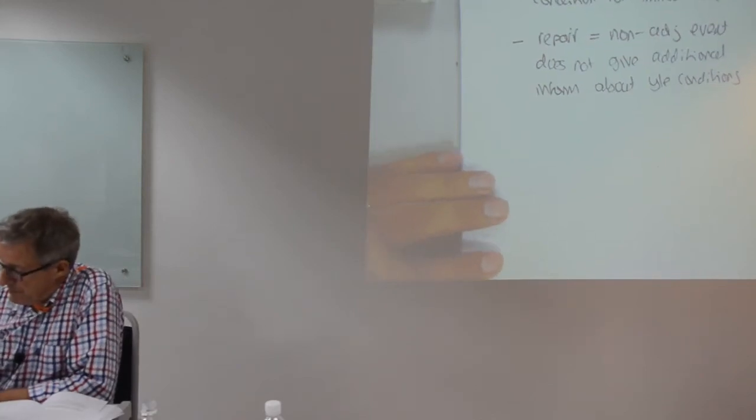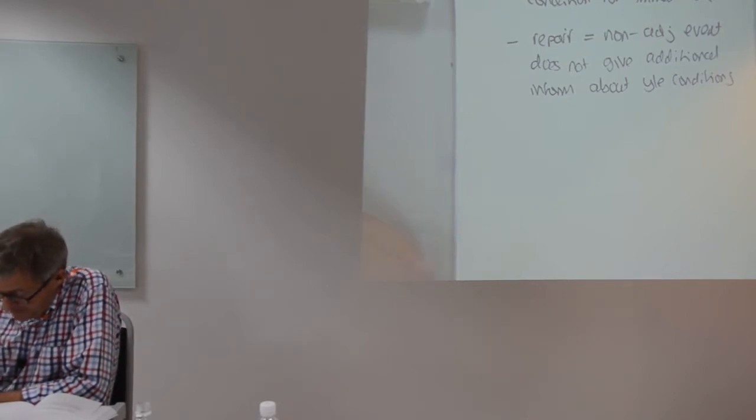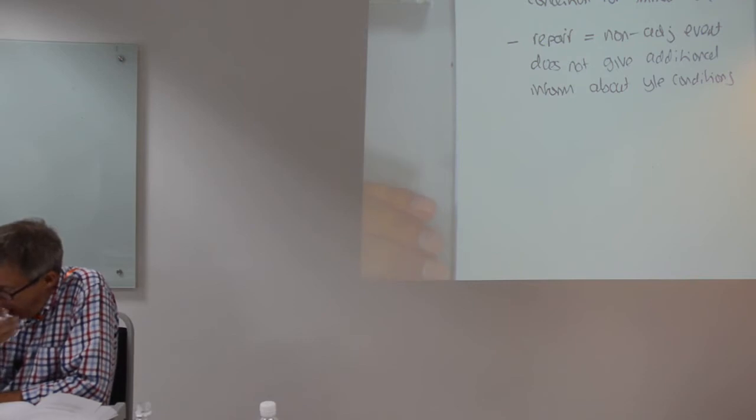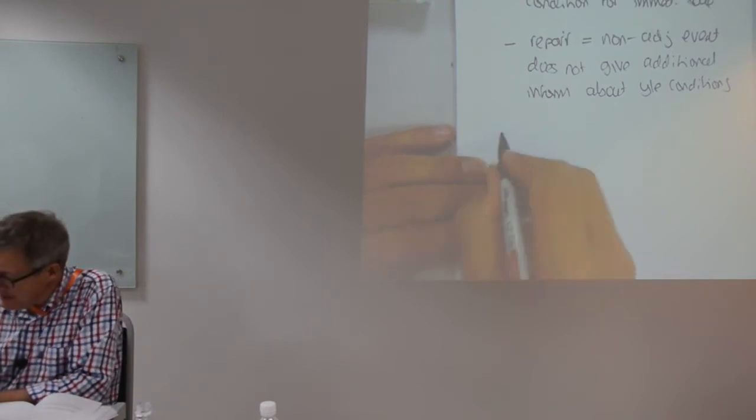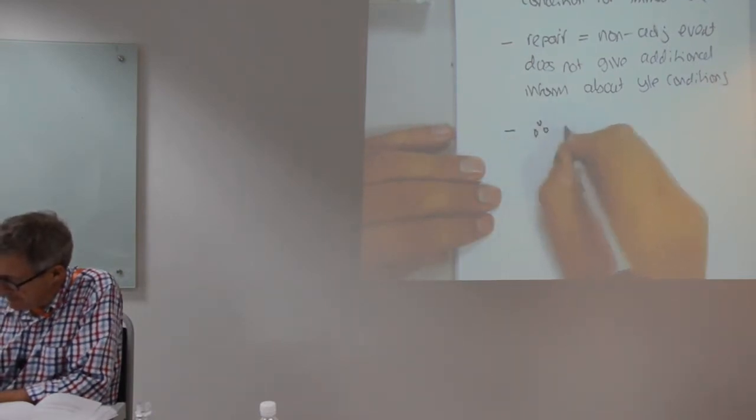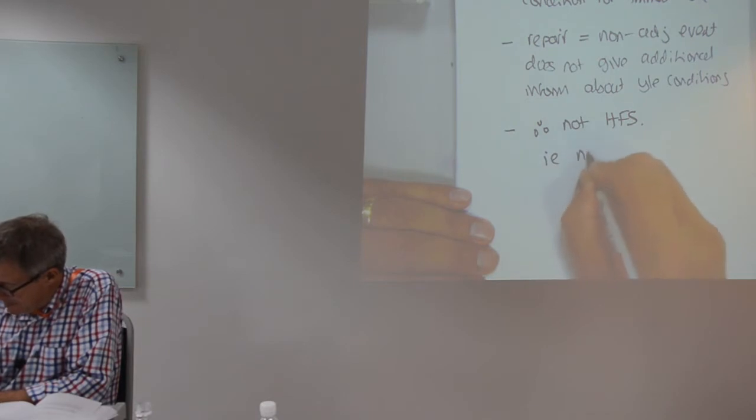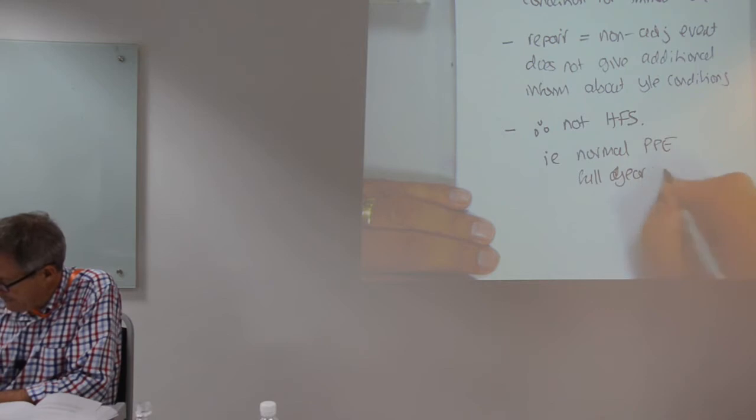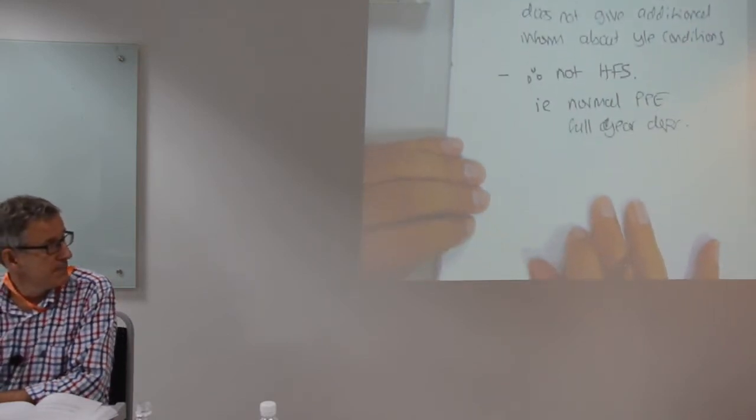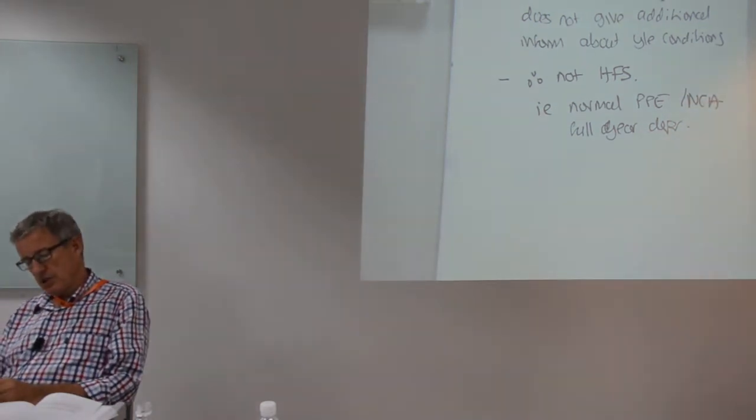Not in a suitable condition for immediate sale. The fact that the asset is repaired after the year end is a non-adjusting event that simply does not give additional information about year end conditions. Therefore, it is not held for sale. In other words, it will be normal PPE with a full year depreciation. It will be a normal property, plant and equipment, a normal non-current asset with a full year's depreciation.